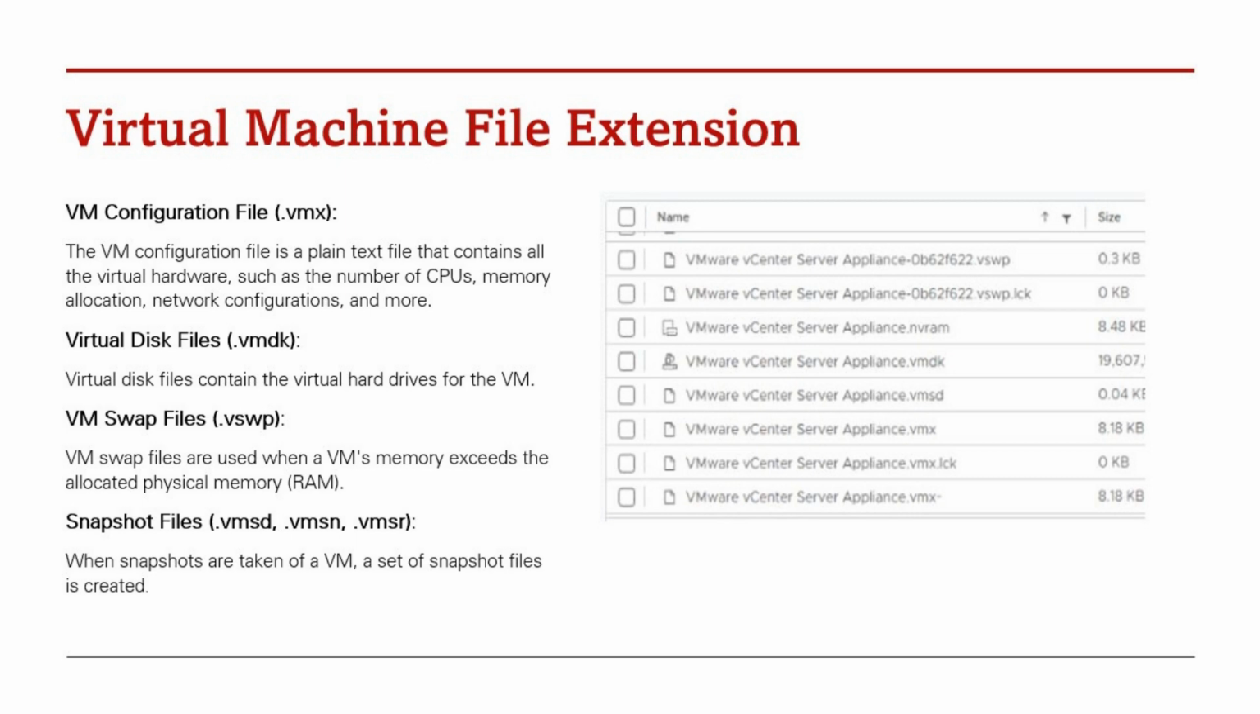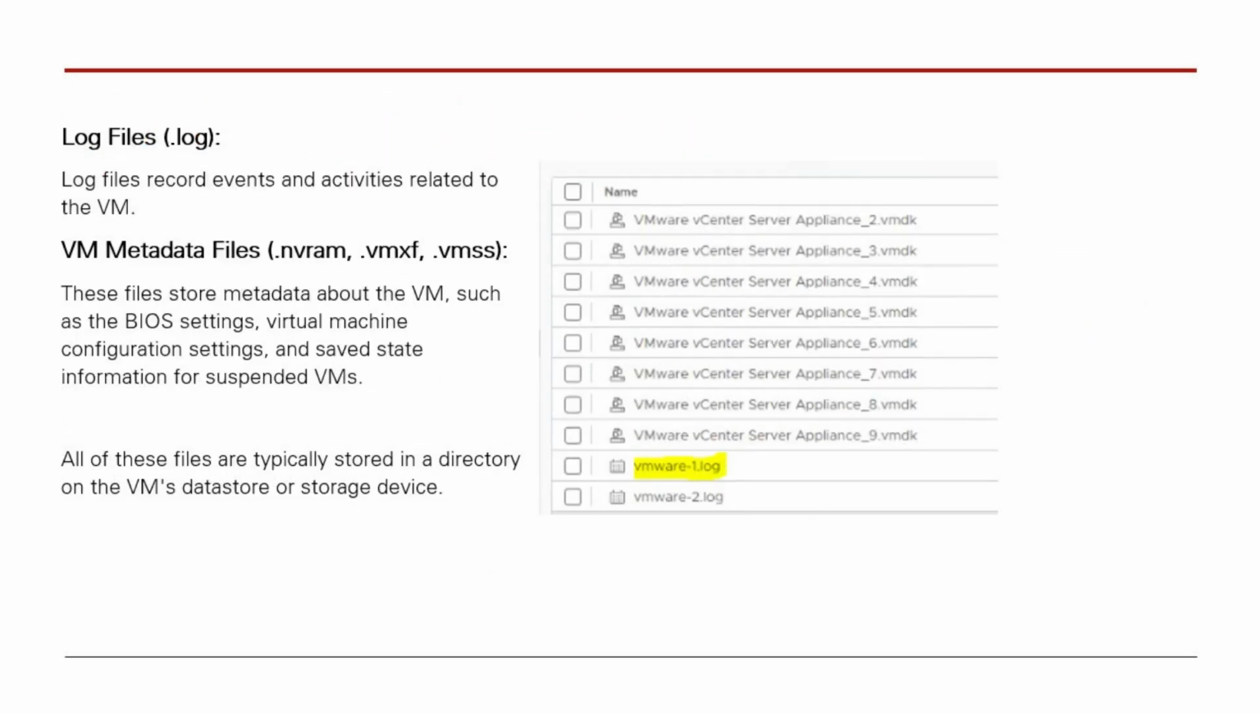VM swap files, .vswp. VM swap files are used when a VM's memory exceeds the allocated physical memory, RAM. Snapshot files, .vmsd, .vmsn, .vmsr. When snapshots are taken of a VM, a set of snapshot files is created. Log files, .log. Log files record events and activities related to the VM.